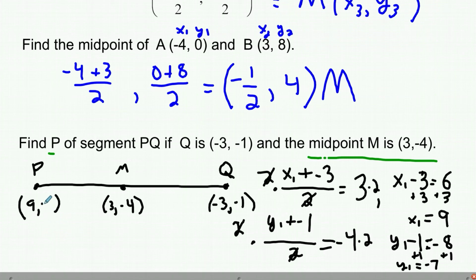So this is going to be (9, -7). That's a little bit more work, but you can do it. Even if you just know the midpoint and one of the endpoints, you can do the work to find the other endpoint. So it goes in both directions. Not only can I find the midpoint between 2 points, but I can also find an endpoint if I'm given the midpoint and one of the endpoints.